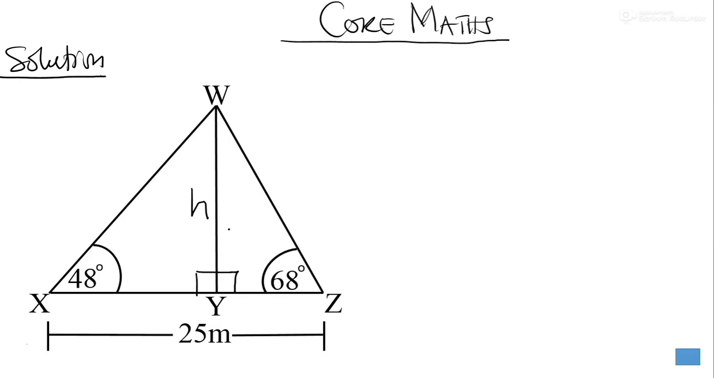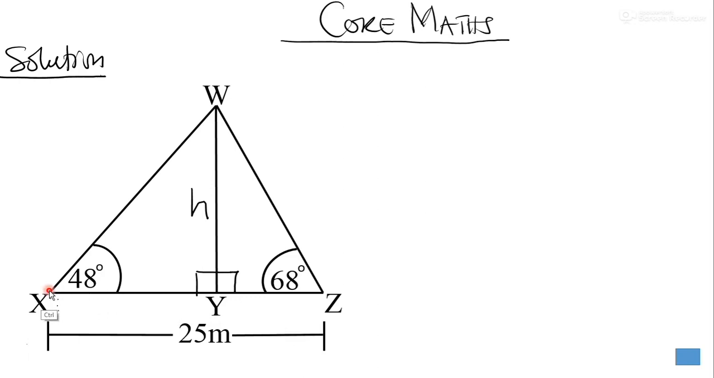Good. Now there are two ways to go about this question. We'll look at the first approach and then the second approach later on. In the first approach, you realize that we've been given the distance between X and Z to be 25. Looking at the diagram, the distance between X and Y added to the distance between Y and Z is equal to the distance between X and Z, which is 25. So 25 meters is equal to XY plus YZ. With this equation, we'll be able to find the height of the tower.